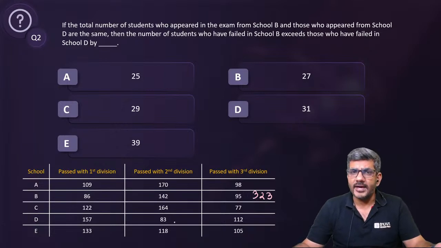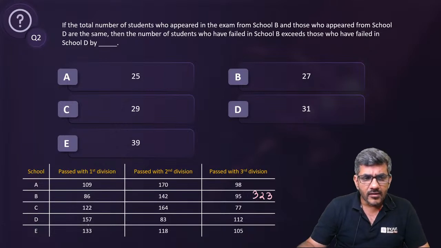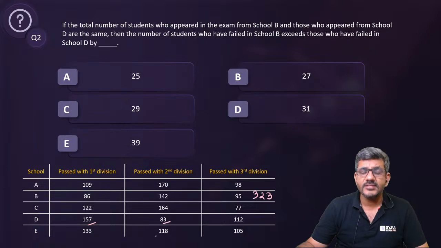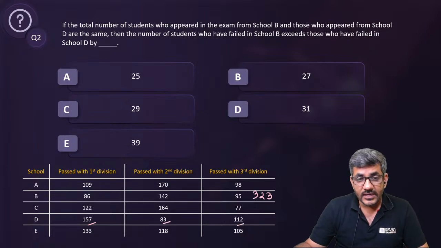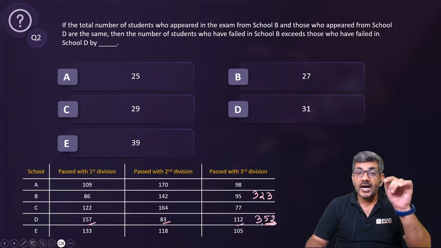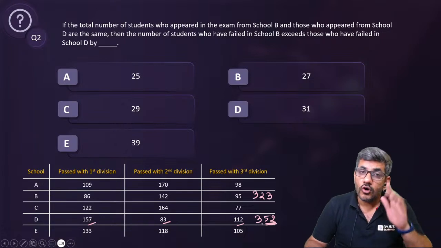Now we just have to find out for D. D में कितने बच्चे हैं? 157 plus 83, it is 240. 240 plus 112, it is equal to 352. So the number of students who passed in D are 29 more.